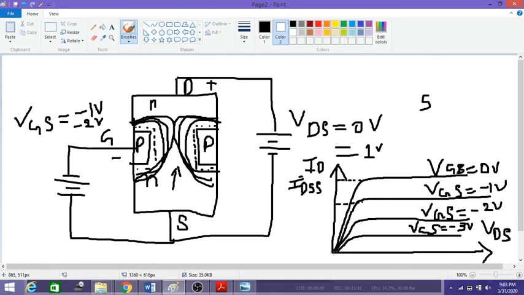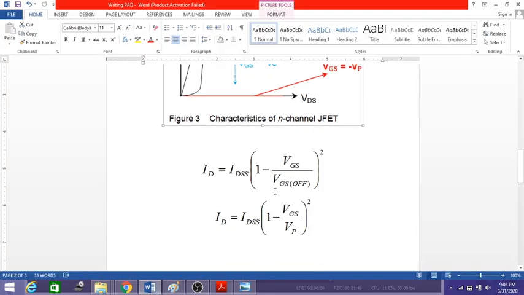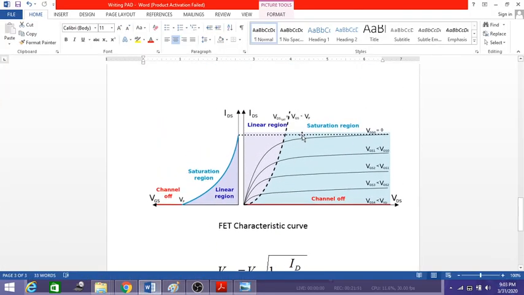At some point, when VGS is equal to minus VP, this region we call the cutoff region. It means the transistor is not at all on; the transistor is off. We will write it like this to represent VP. So this is the basic graph. If you see here, I will show you this. This is how the graph looks for different VGS.